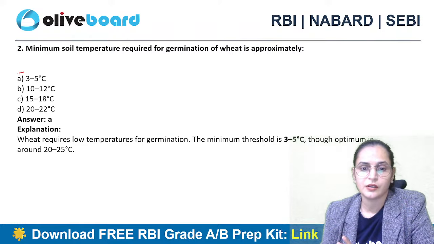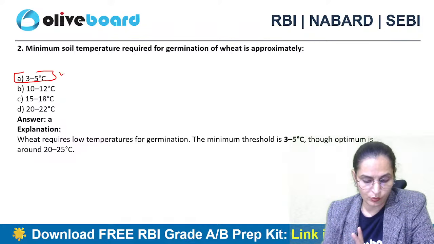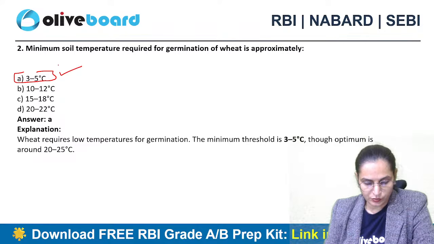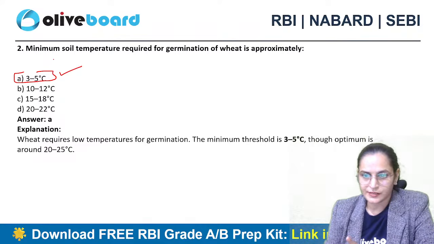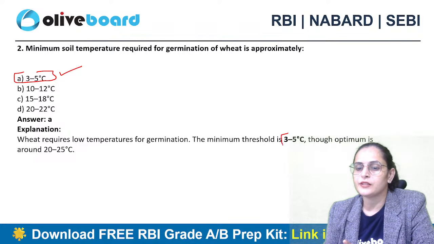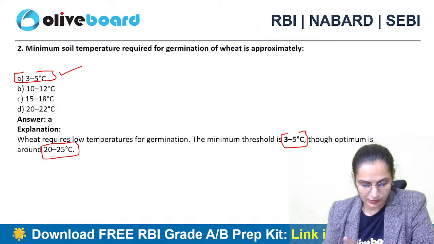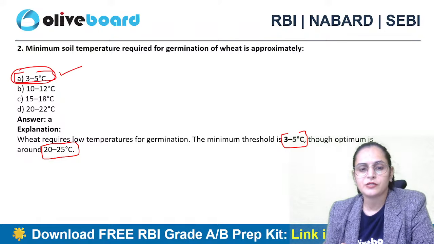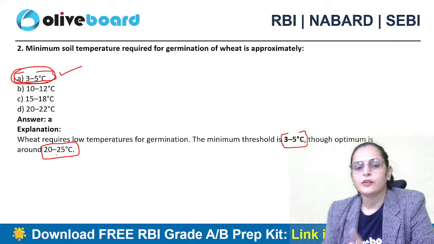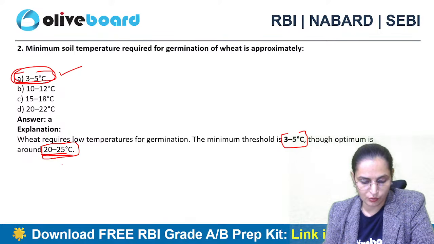The initial condition needed for seed germination is a low temperature condition. For the second question, the minimum threshold is 3 to 5 degrees Celsius, though the optimum is around 20 to 25 degrees Celsius. Satya, do the correction. The minimum temperature that it can thrive at is 3 to 5 degrees Celsius, and the optimum temperature is 20 to 25 degrees Celsius. Please do the corrections in your notebook.